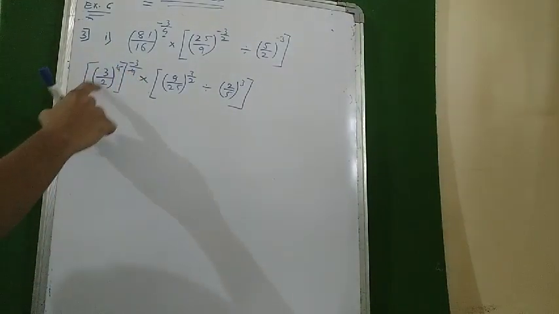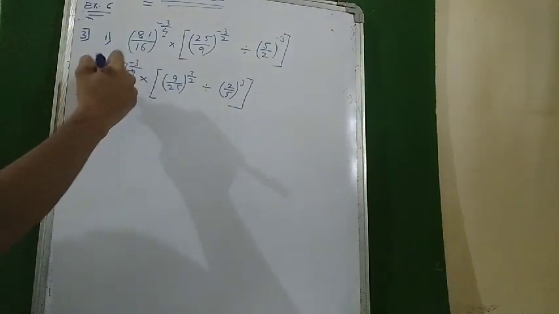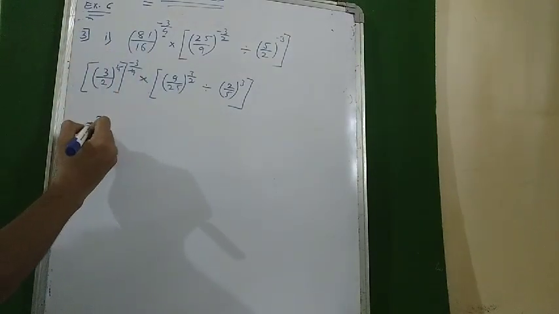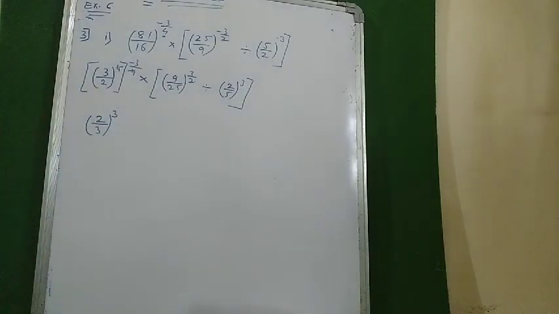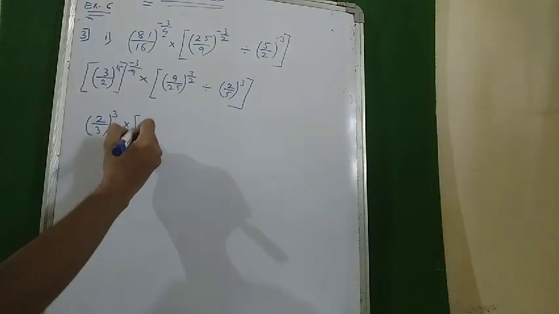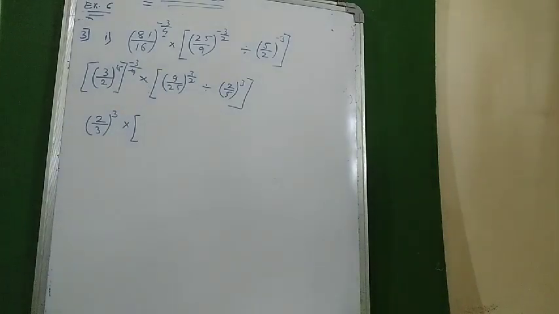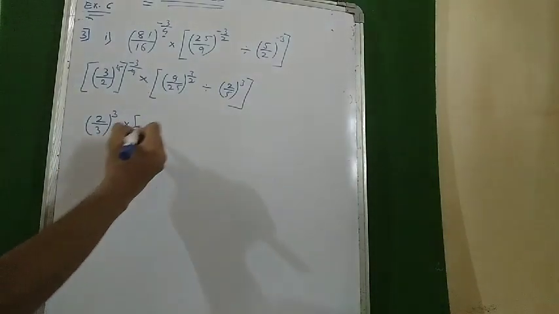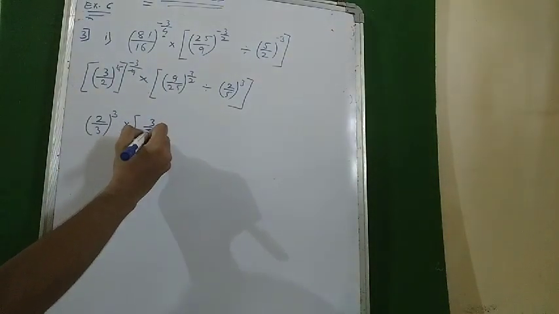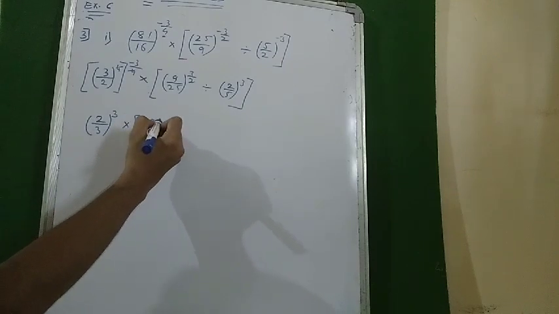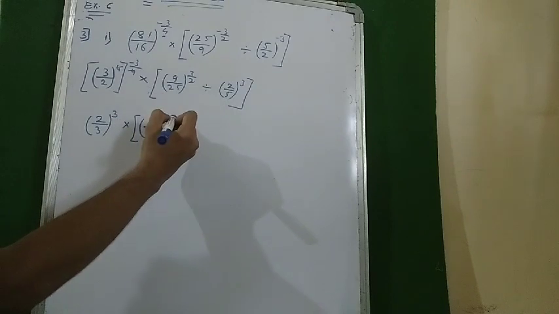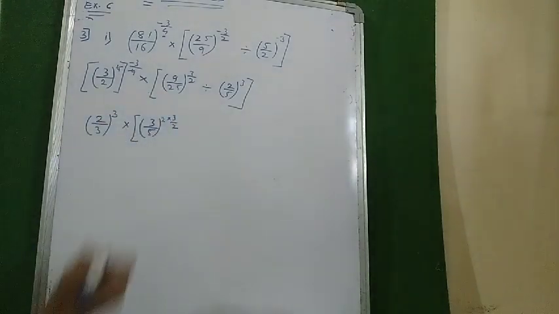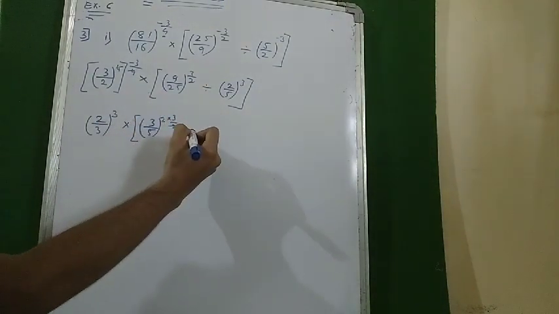We have 3 upon 2 raised to minus 3. So this 3 upon 2 raised to minus 3 becomes 2 upon 3 raised to minus 3 becomes plus 3. Multiply by 9 upon 25. 9 and 25 both are perfect squares, that is 3 upon 5 whole raised to 2. Okay, and whole raised to 3 upon 2. So this 2 will get cancelled.